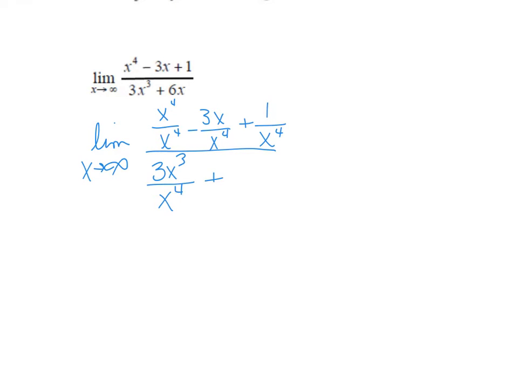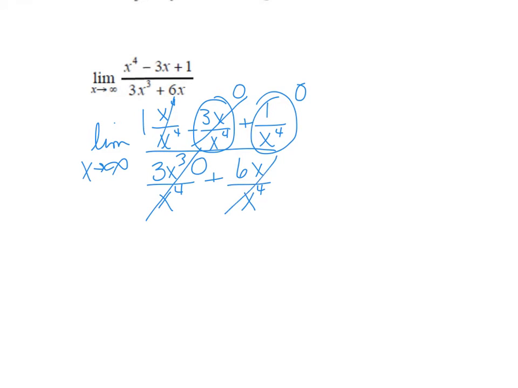And by now you're starting to see, wait, right before I do this, this is 1. This one is going to go to 0. This one is going to go to 0. This one is going to go to 0. This one is going to go to 0. Dang. So basically, what I have is 1 over infinity, which does not exist.